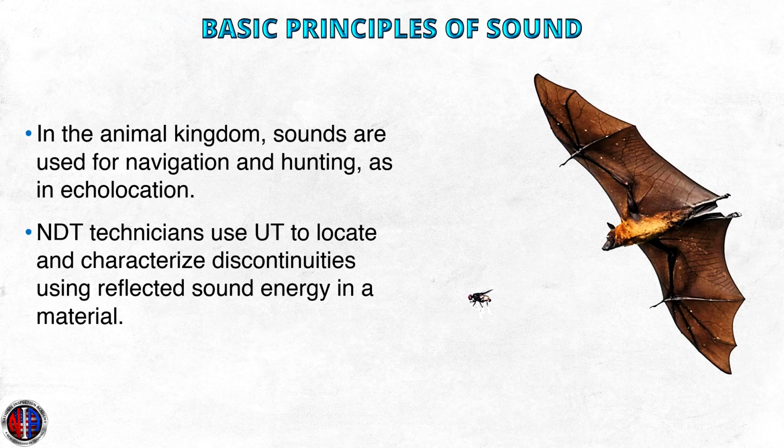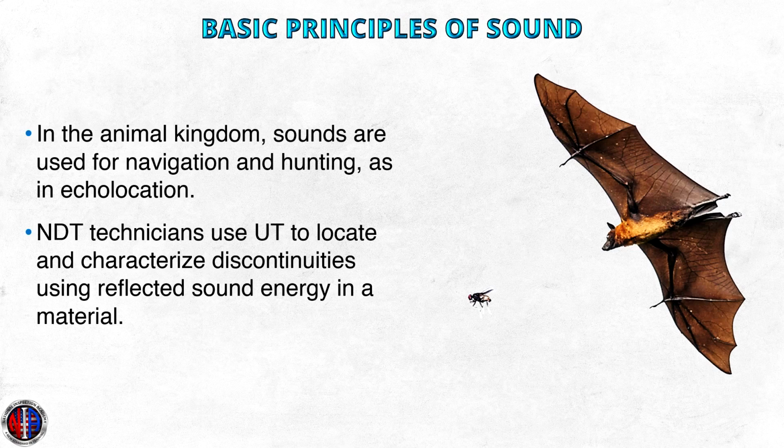Basic principles of sound. Understanding how sound energy is utilized to find discontinuities in materials requires general knowledge of the basic principles of sound. In the animal kingdom, sounds are used for navigation and hunting. Bats, for example, use echolocation to hunt. They send an ultrasonic sound wave which bounces off insects. These echoes reveal the location of the prey based on the time it takes for the sound energy to return back to the bat. The amplitude of that energy determines the size of the prey.